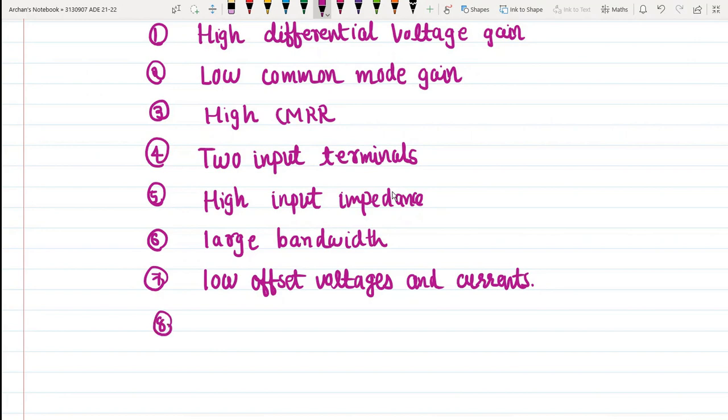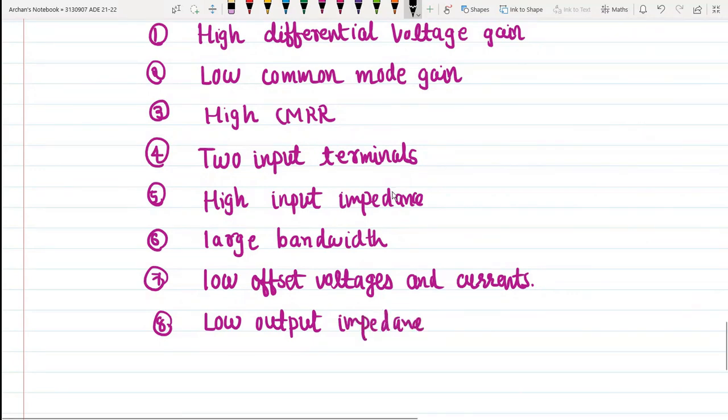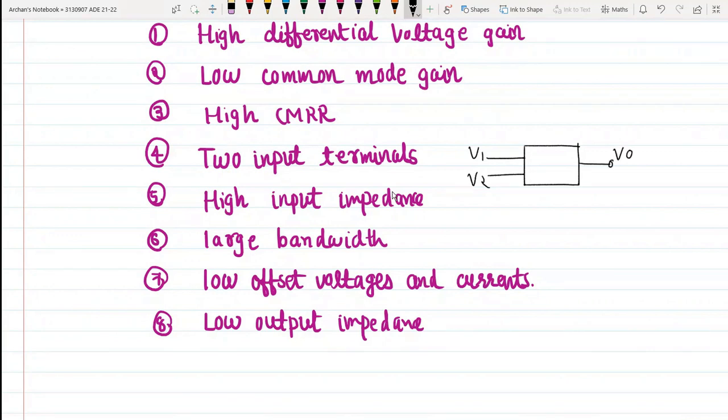And then talking about the output impedance. Output impedance must be low in any electrical or electronic circuit. Why must it be low? Suppose we have this electronic circuit, with two inputs V1 and V2 and one output V0. We will be able to connect some load at the output terminal, having some value RL.